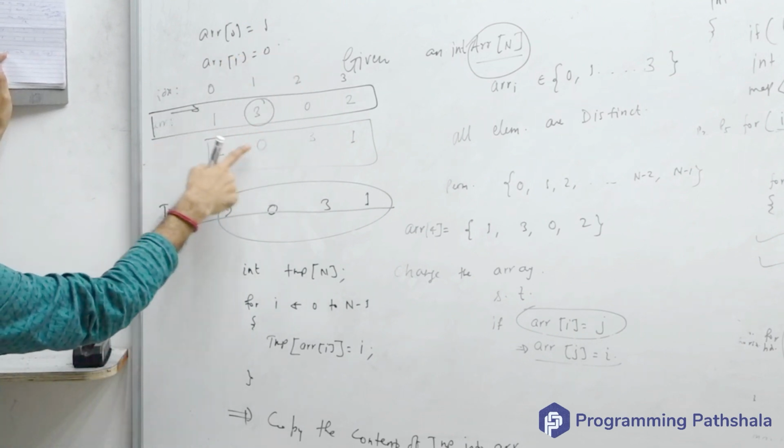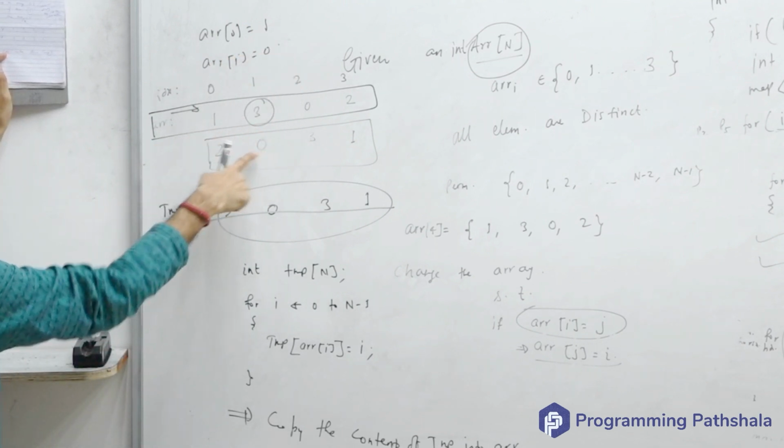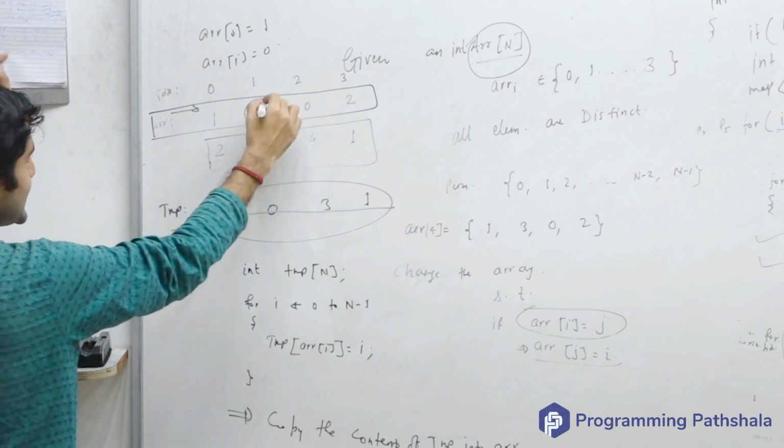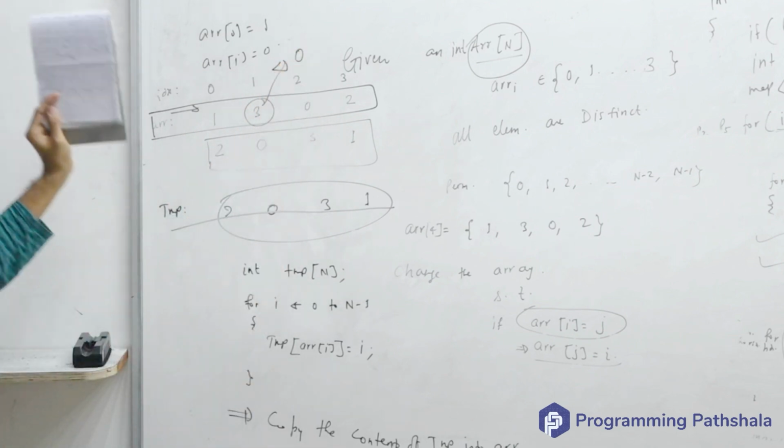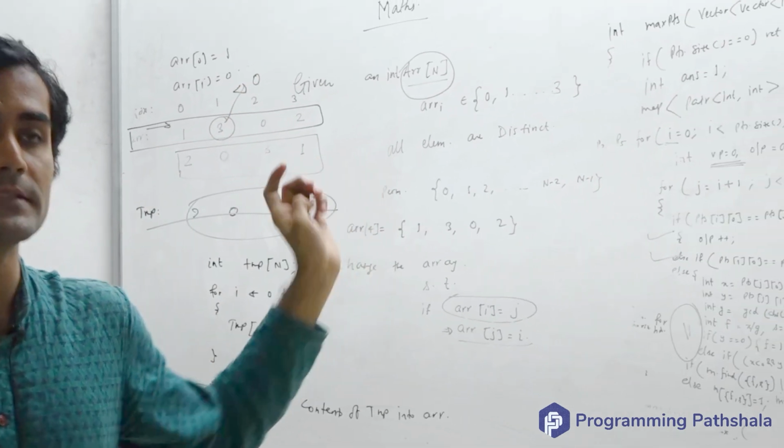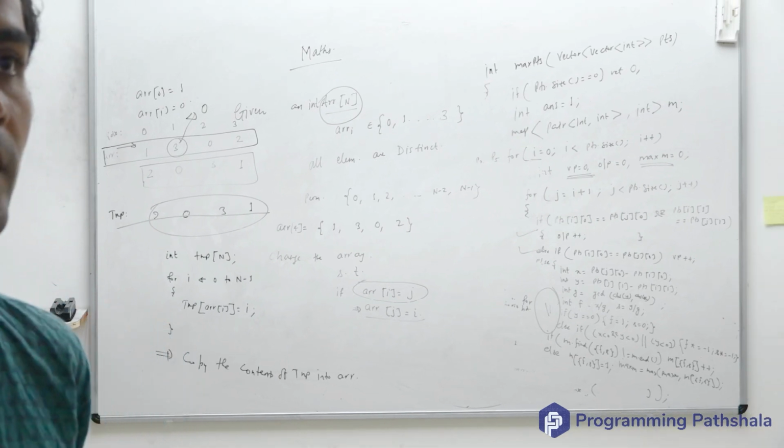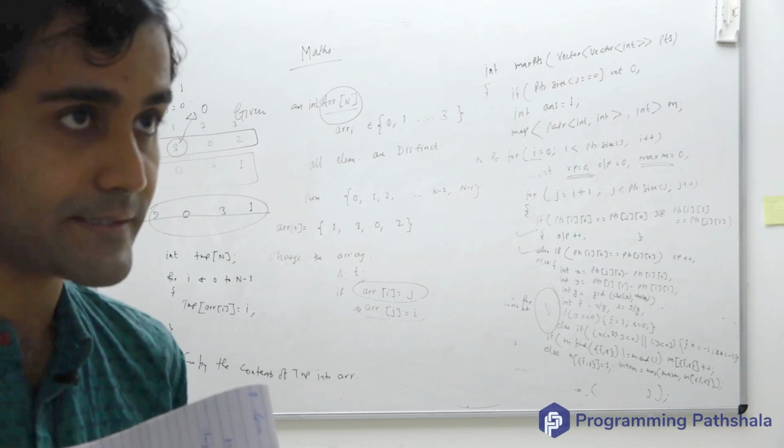I mean, instead of putting 0 at the second index of the temporary array, why did you not change this element itself to 0? Why not apply the transformation in the original array itself? What can go wrong if I start doing that?